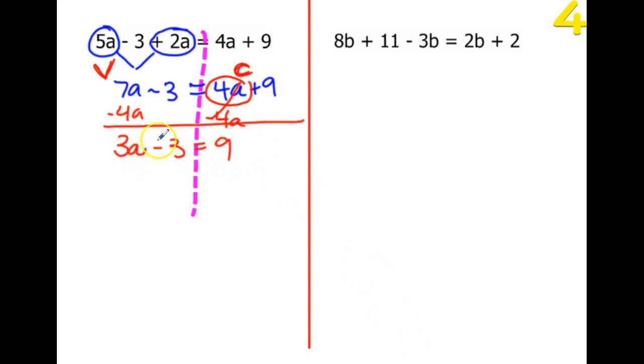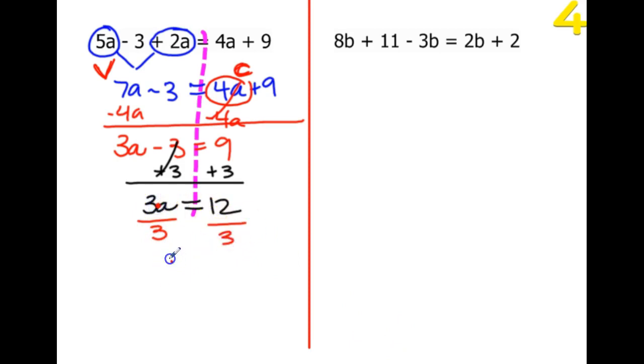And then getting a by itself, get rid of addition and subtraction, so we're going to add 3. We have 3a, and 9 plus 3 more is 12. And then last, just divide by 3 because this is multiplied. 12 divided by 3 is 4. On to the next one.